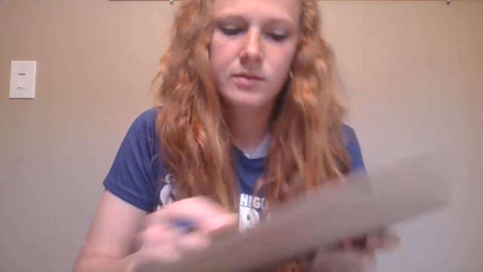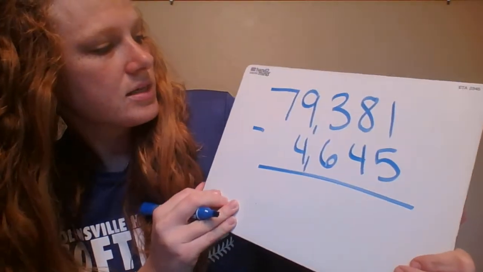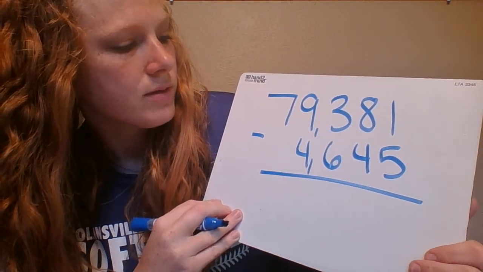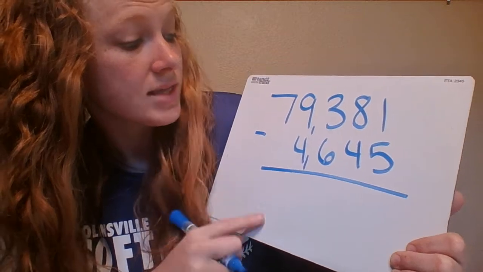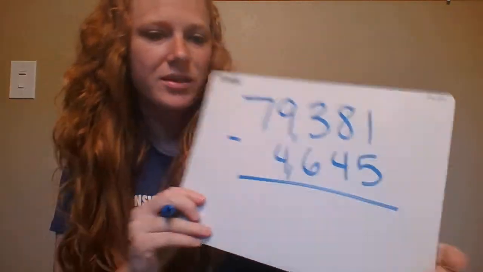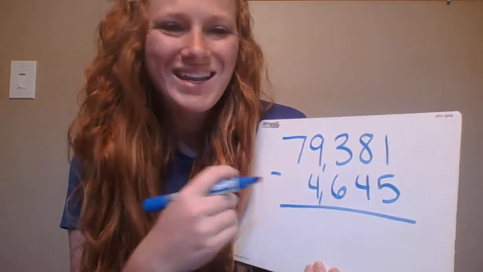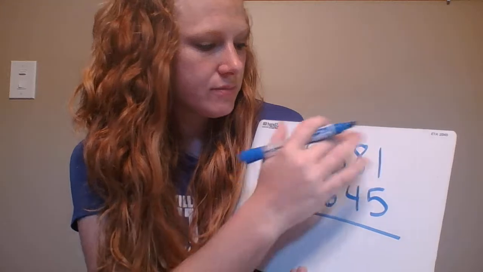All right, now we're going to do one subtraction problem. We're going to do 79,381 minus 4,645. So 79,381 menos 4,645. First, we are going to do 1 minus 5, 1 menos 5, which we cannot do because it's bigger on bottom, so we must borrow.